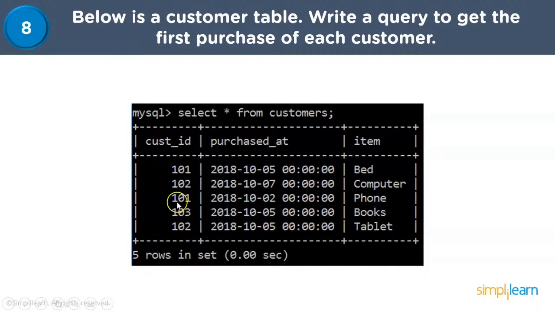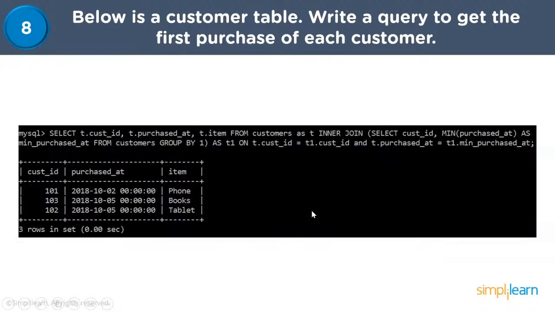And since we have just one record for customer ID 103, this is going to be his or her first purchase. So I want to return 101 phone, 102 tablet and 103 books. To do this, we are going to use an inner join. If you can see, I have used an inner join and I have also used a subquery. Let's write this query on my SQL workbench.